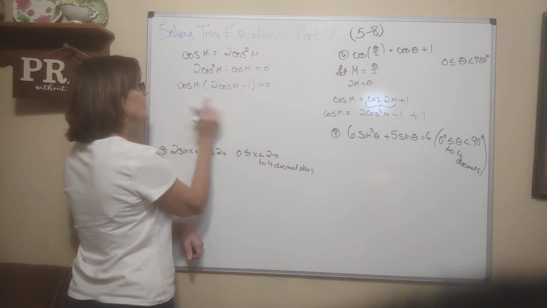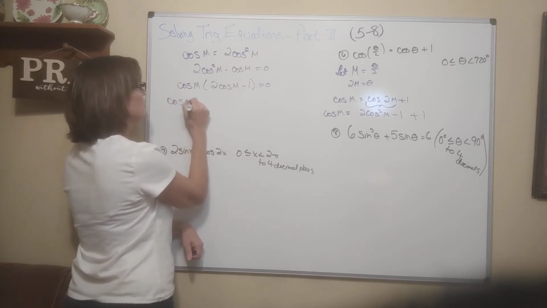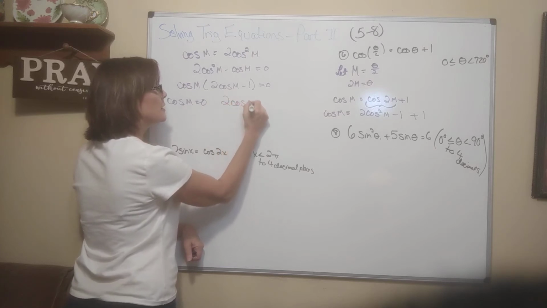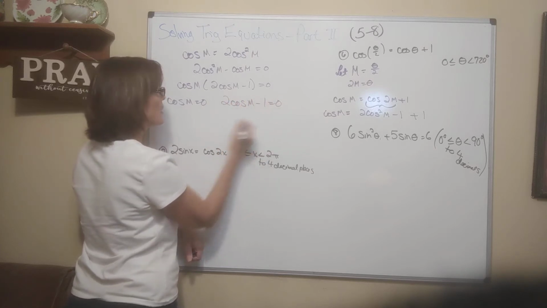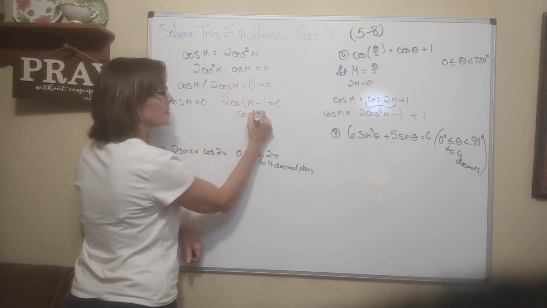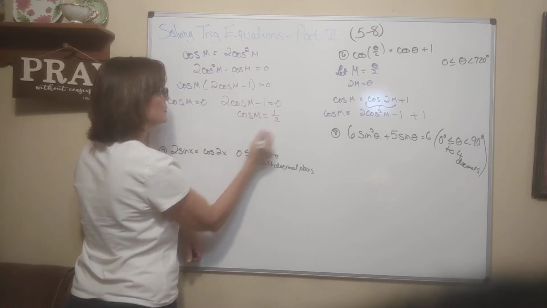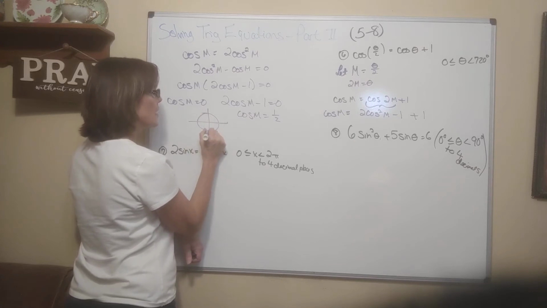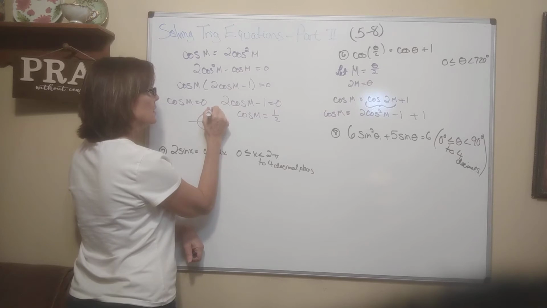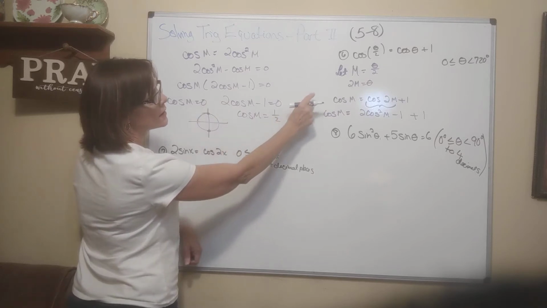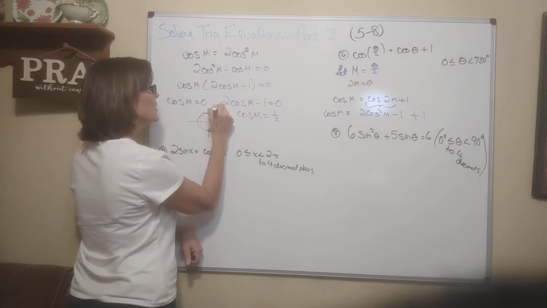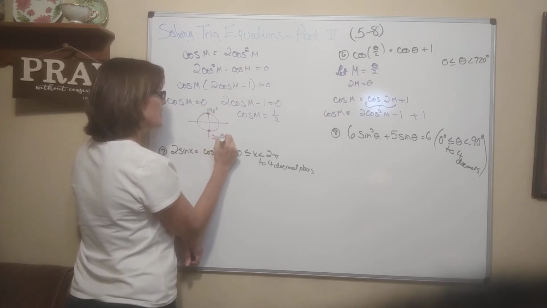So let's solve these for m. When will the cosine of m equal 0? When will 2 times the cosine of m minus 1 equal 0? When the cosine of m, add 1, divide by 2, is this. Let's look at our unit circle. Where is the cosine 0? Right here and right here. So this will be when m is, what did this start in? Theta. So let's talk in theta. When m is 90 degrees and when m is 270 degrees.